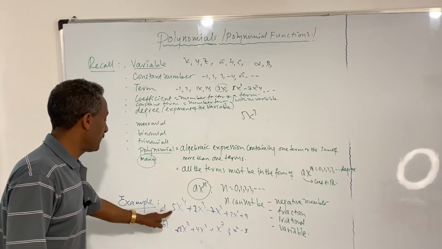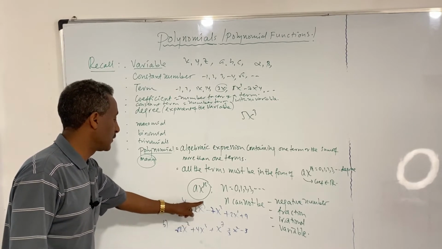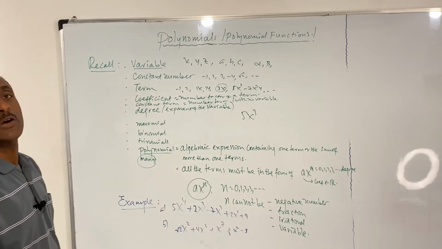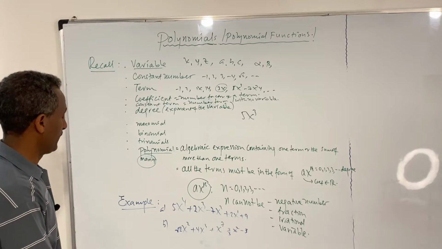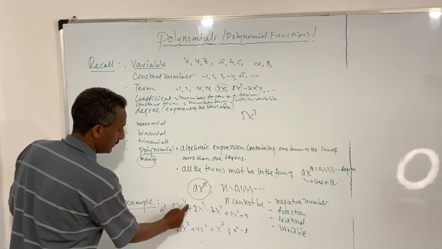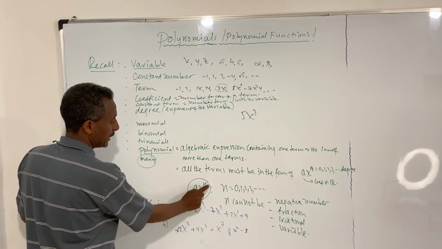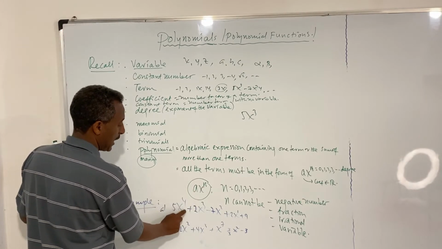So, let me give you an example. 5x to the power of 4 plus 2x cubed minus 7x squared plus 2x plus 9. Is it a polynomial? Yes. Why? Each term is in this form. In this case, 5 is the coefficient, x is our variable, and 4 is the degree of the first term.